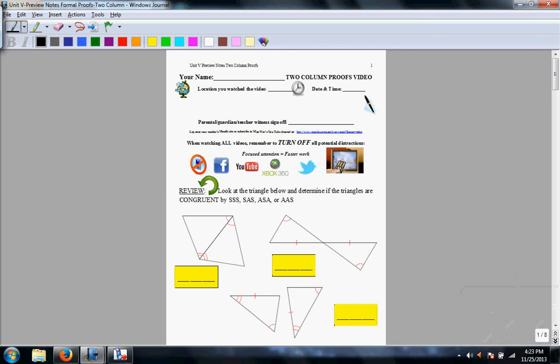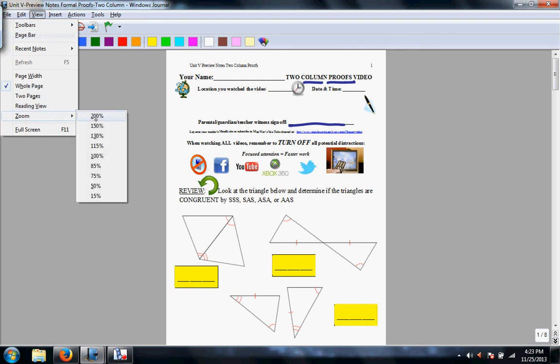Students, these are the preview notes for our next section. We're going to be talking about two-column proofs. We did informal proofs this past Monday and Tuesday. Next, we're going to talk about what are called formal proofs. Make sure you get a parent, a teacher, or guardian sign-off.